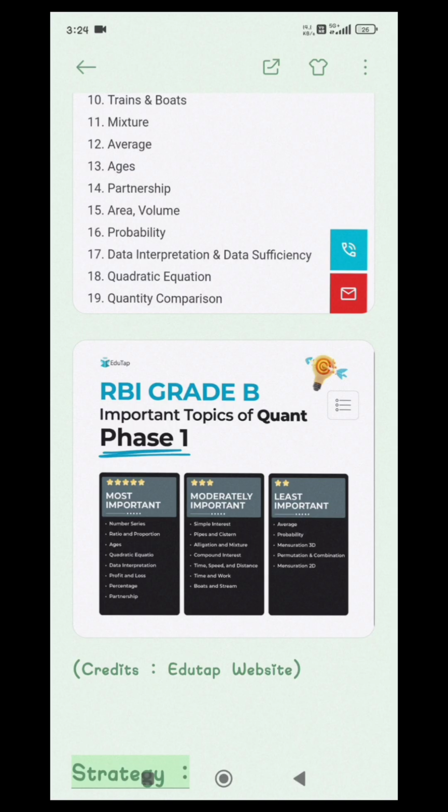Then comes the moderately important: simple interest, pipes and systems, compound interest, time and work, boats and stream, time, speed and distance. And least important is average, probability, mensuration, permutation and combination.